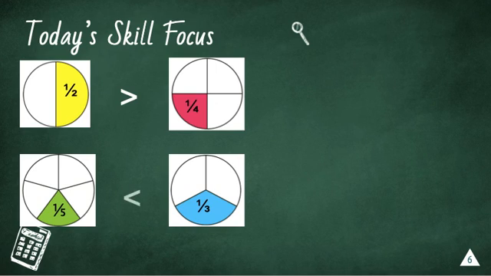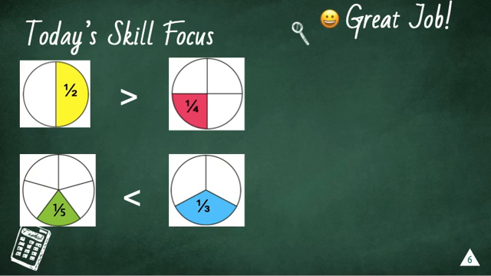I would say I ate less pizza than my brother because 1/5 is less than 1/3, or the other way around, 1/3 is greater than 1/5. Great job, second grade.